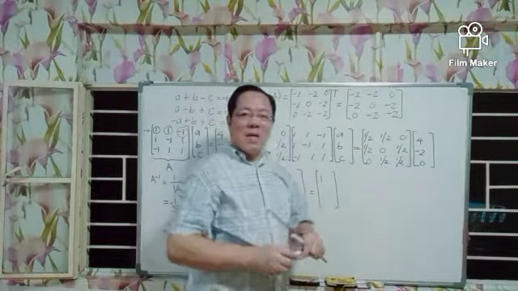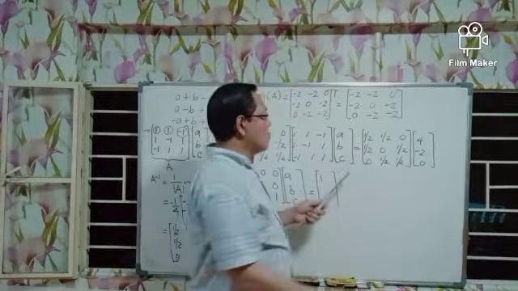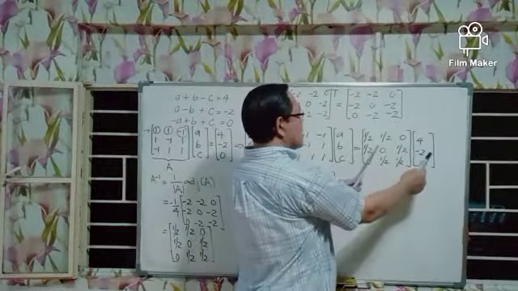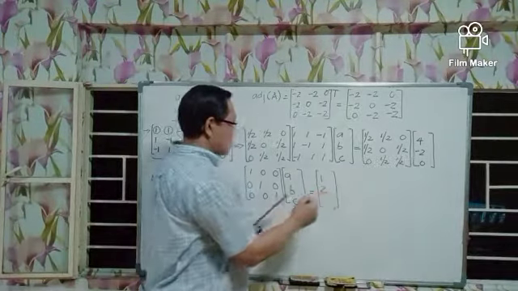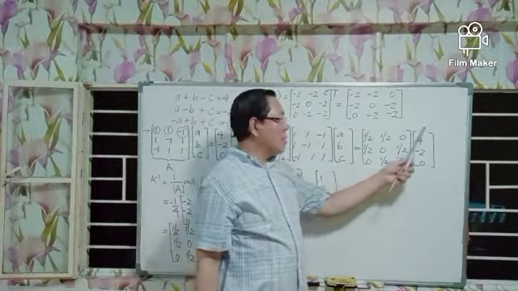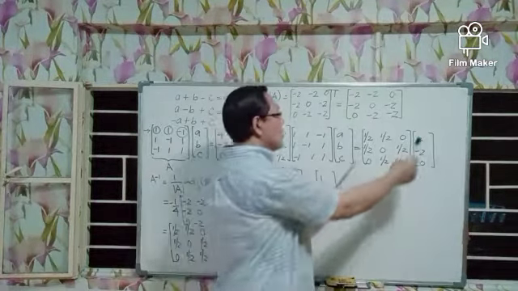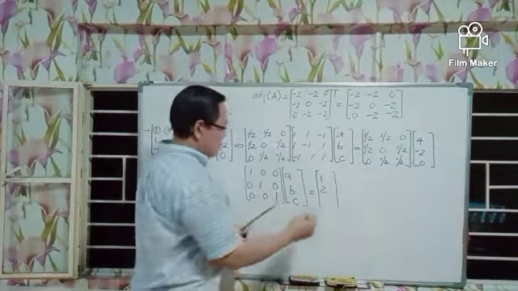Now, multiply the second row by the column vector. We have 2 plus 0 plus 0 is 2. And multiply the last row by the column vector. We have 0 minus 1 plus 0 is minus 1.